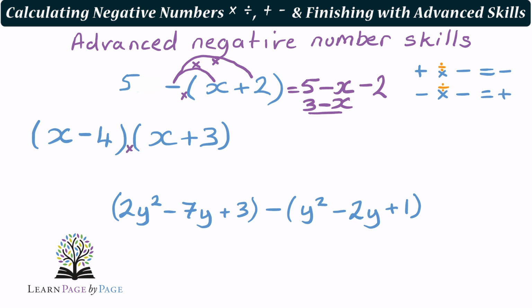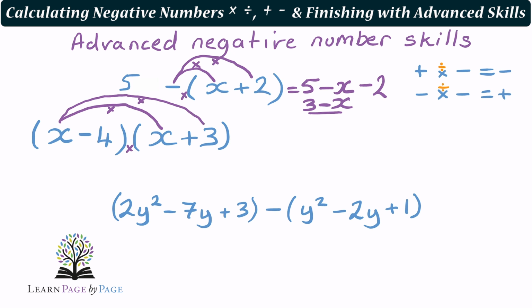I will post another video on multiplying out brackets, but just to give you a quick run through, what we do here is we take the first term in the first bracket, which is x, and we need to multiply it by the first term in the second bracket. That's the first step. Then we would take the same term and we will multiply it by the second term in the second bracket.